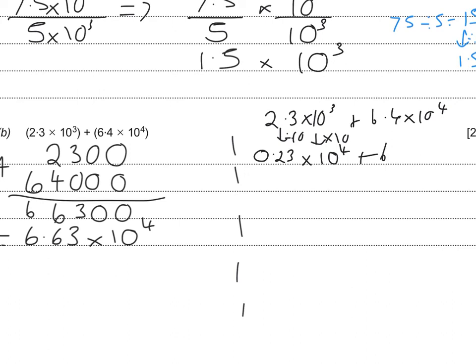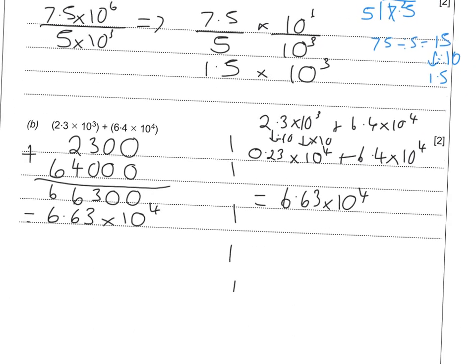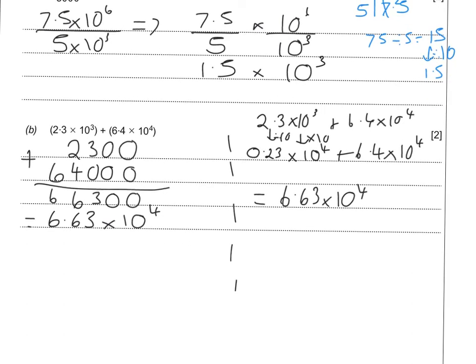I'm now going to add 6.4 times 10 to the power of 4. Now when I have the power of 10 the same, i.e. in this example they're both the power of 4, we can just add the two values together. So 0.23 plus 6.4 is 6.63 times 10 to the power of 4. Like I said, there are two ways of answering that question that I've outlined there. Whichever way you choose is completely up to you. Both will get you full marks in the exam.